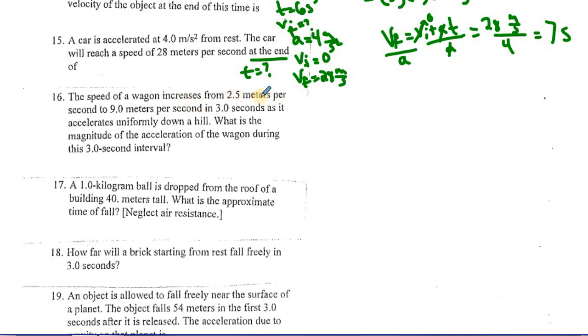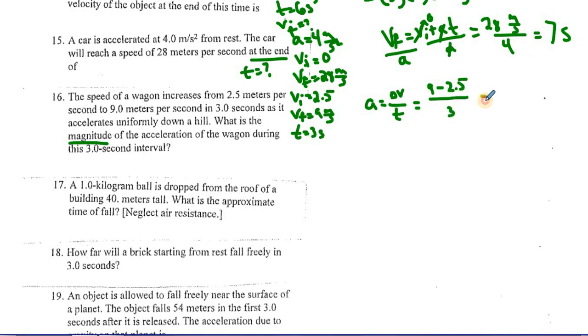All right, so the speed of the wagon increases from 2 meters per second to 9 meters per second in 3 seconds. So the initial velocity is 2.5. The final velocity is 9 meters per second, and it does so in 3 seconds. And we want to know what is the magnitude of the acceleration. So once again, here's that word, magnitude. We want the number, we don't care about the direction. So A equals the change in velocity over time, okay? And so the change is 9 minus 2.5, final minus initial, divided by 3 seconds. If you throw that into your calculator, you should get a value of 2.2 meters per second squared.